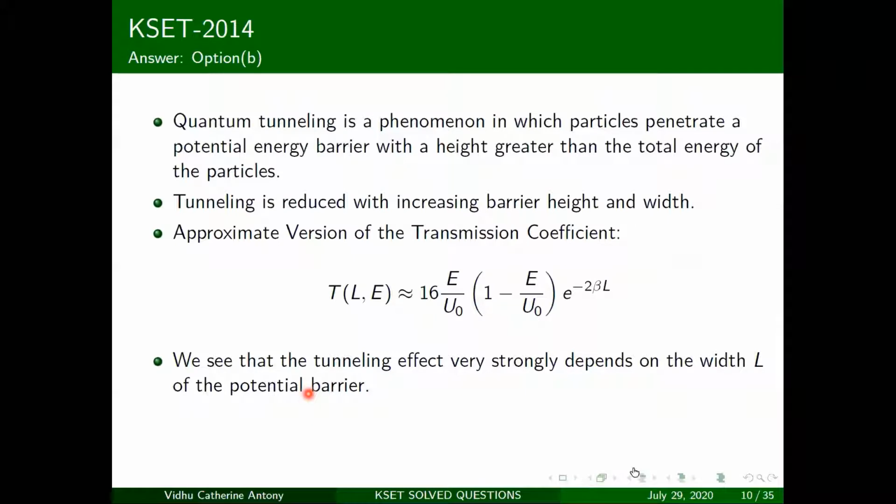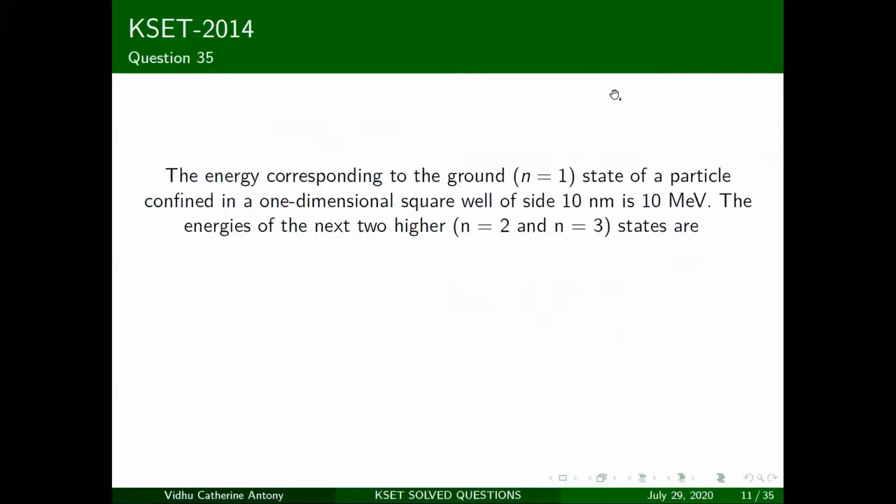Okay, this is pretty simple. You know this formula. You know that the energy in a one-dimensional square well of infinite potential is proportional to n square. So E is proportional to n square. They've given you the ground state of the particle, which is E naught.